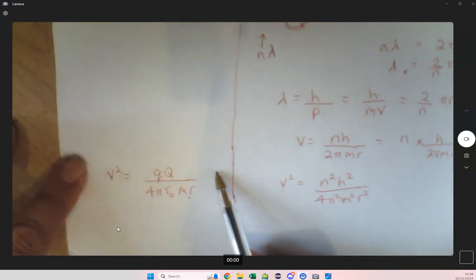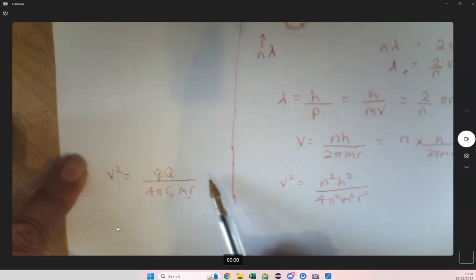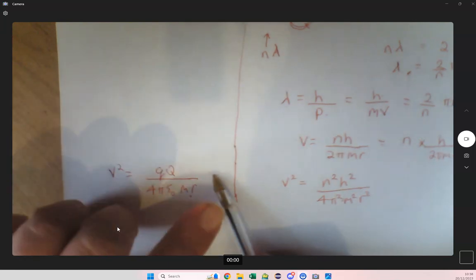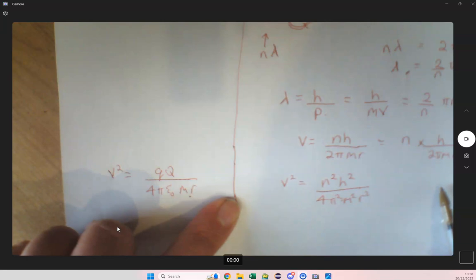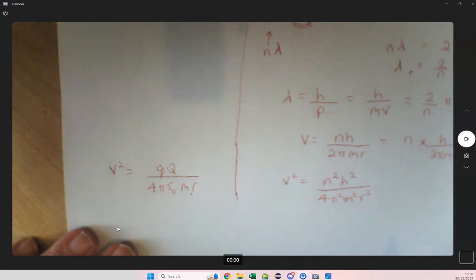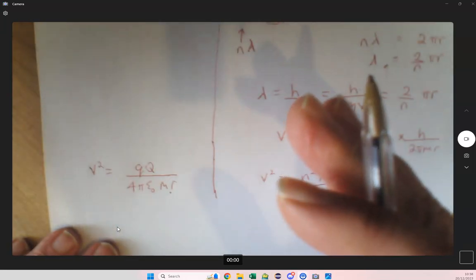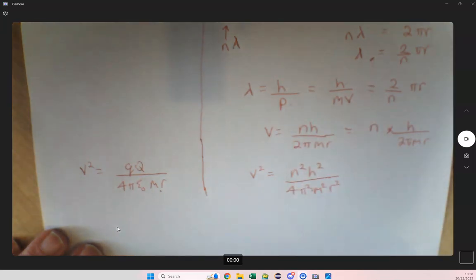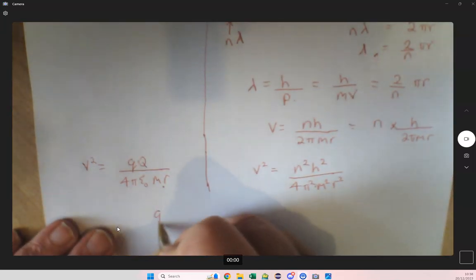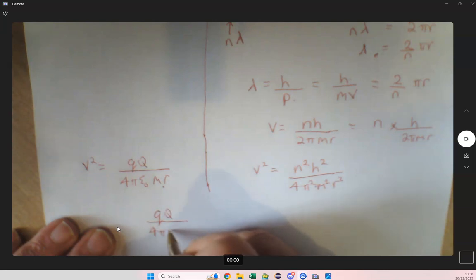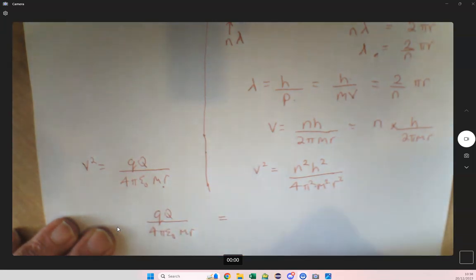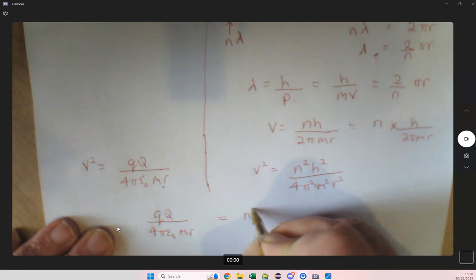This is working on the basis that it's a particle undergoing Coulomb's law and circular motion. This is working on the basis that the electron is a wave, and it's got to be forming a superposition such that we get a standing wave. But the two cases must exist, one because it's a wave, and one because it's a particle. So let's say that qq upon 4 pi e naught mr must be equal to n squared h squared upon 4 pi squared m squared r squared.